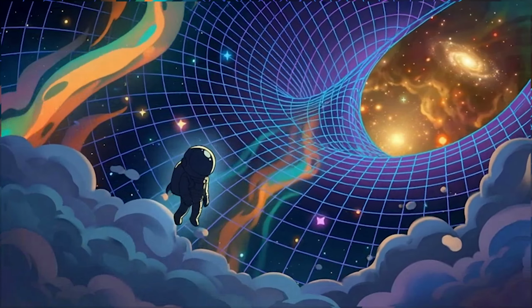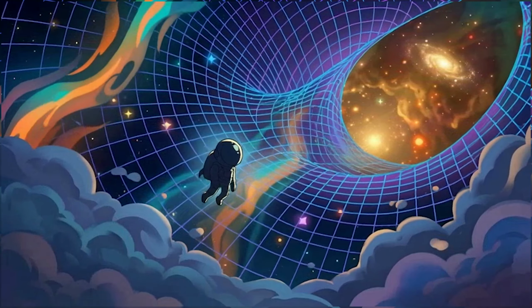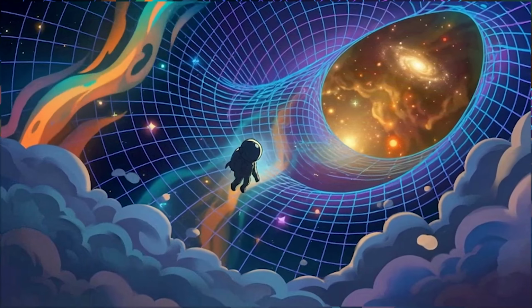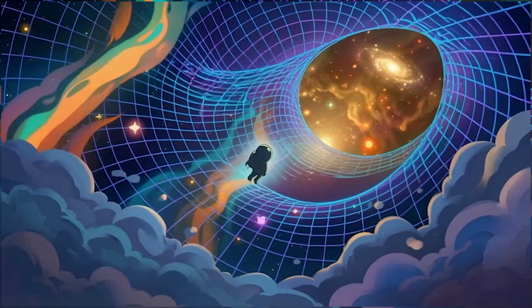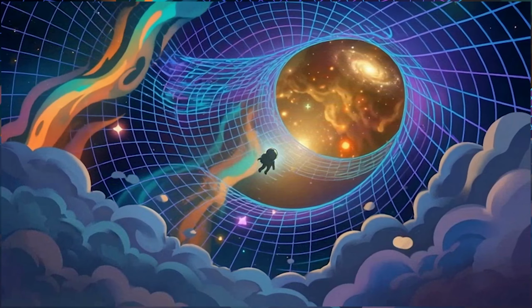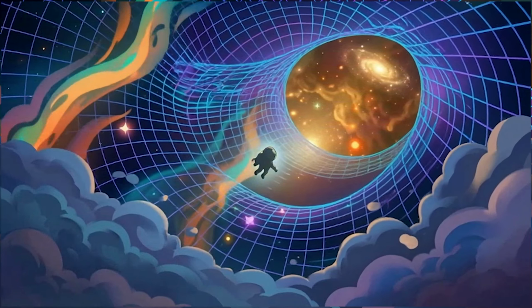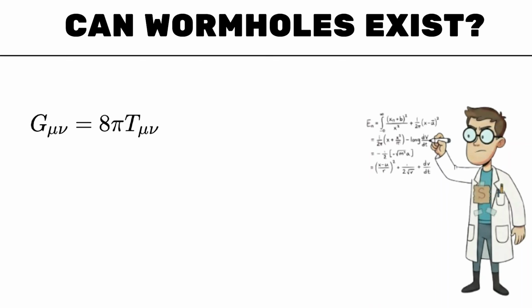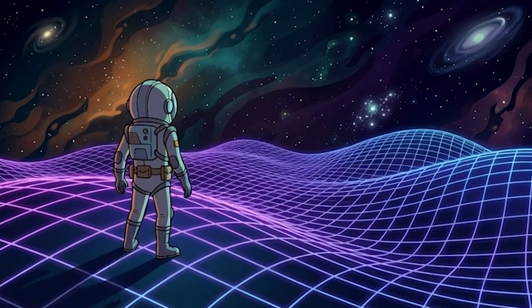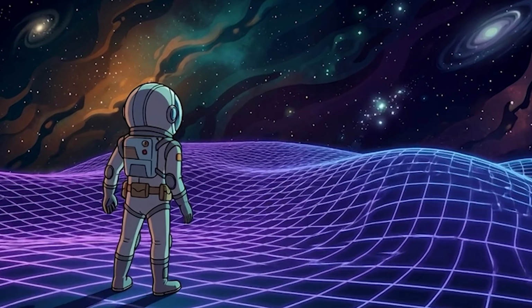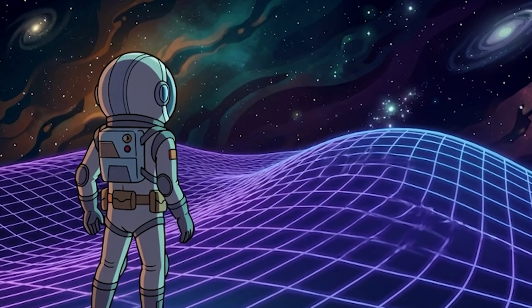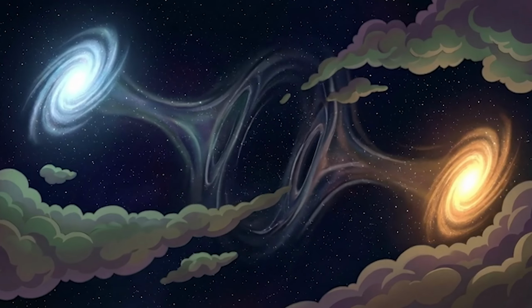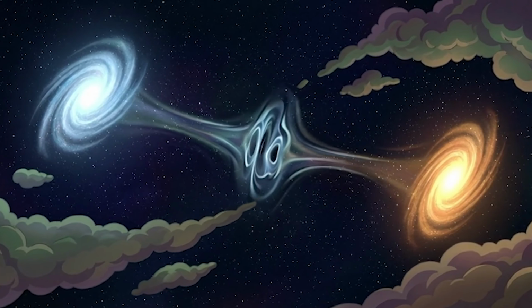But once you accept that space-time can bend, a deeper question emerges. If it can bend, could it fold? Could distant regions of the universe touch? Einstein's equations say yes. In the mathematical landscape of general relativity, space-time is flexible enough to connect regions that would otherwise be unimaginably far apart.